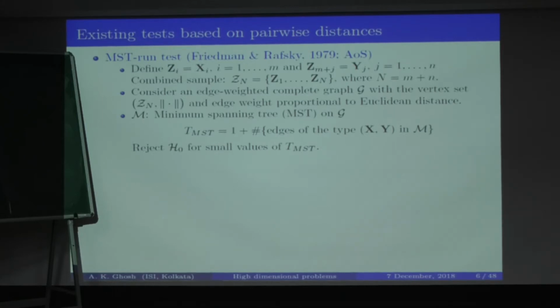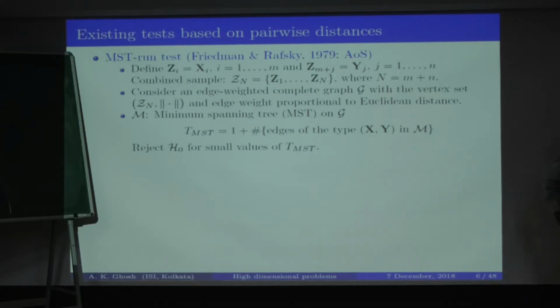So here is one famous graph-based test by Friedman and Rafsky. It is known as a multivariate run test. I have written MST run test because we will be using MST for its construction. So it is one multivariate run test that we have in the literature.